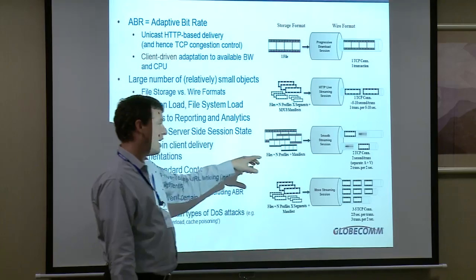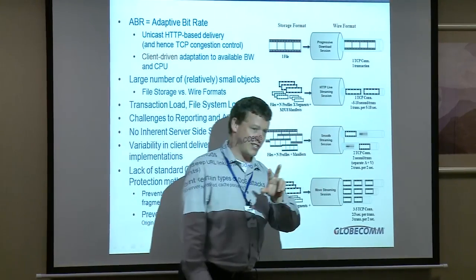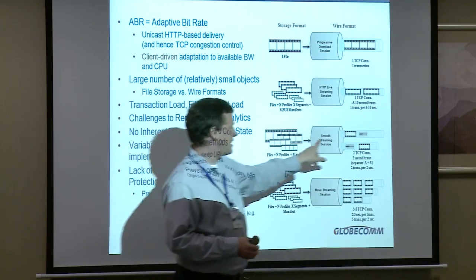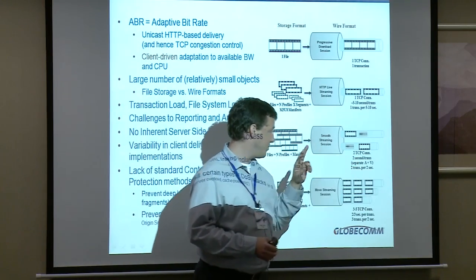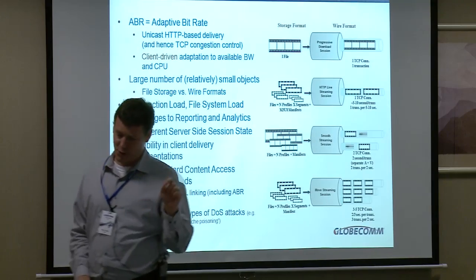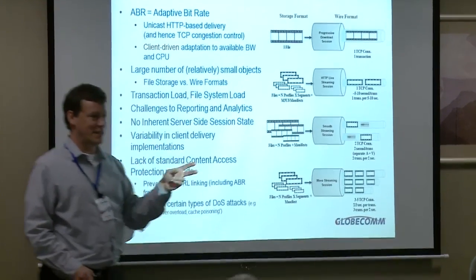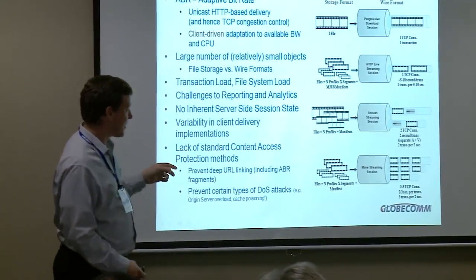With Smooth, you actually have two connections going on, because they're overlapping the two sends, because if they need to get a different chunk, they'll get it on a different connection. So you actually end up with 2 TCP connections, and Smooth works on a 2-second segment. So you end up with 2 transactions per second, 2 TCP connections and 2 transactions.